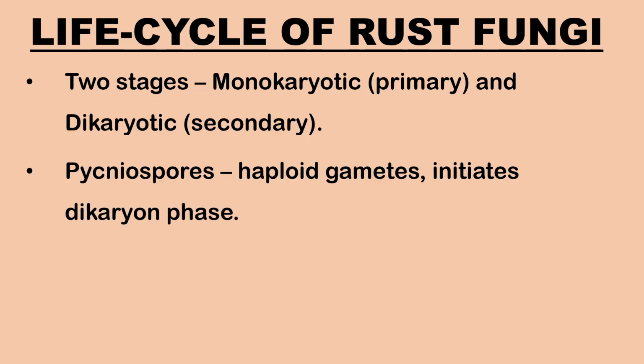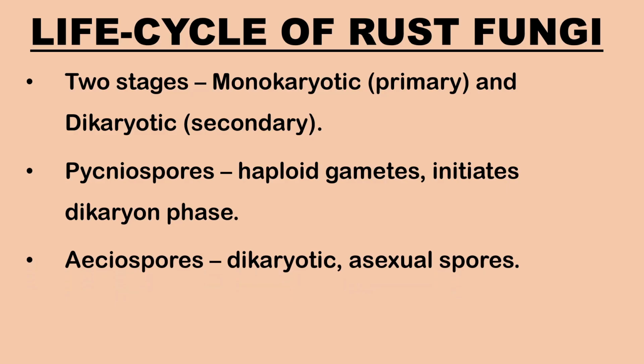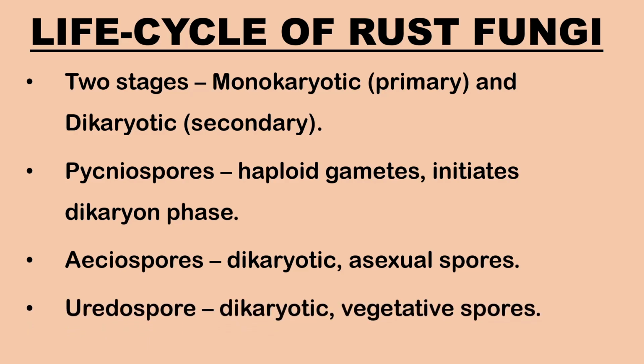Spermatia or pycnospores serve as haploid gametes in heterothallic rust. During mating, the dikaryon phase is initiated by the spermatia, which gives rise to the aecial, uredineal, and telial stages. Aeciospores are dikaryotic asexual spores. Urediniospores or uredospores are dikaryotic vegetative spores that repeat themselves.